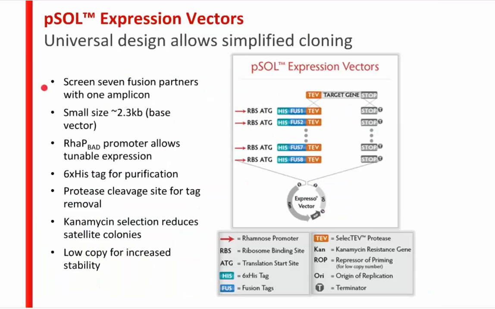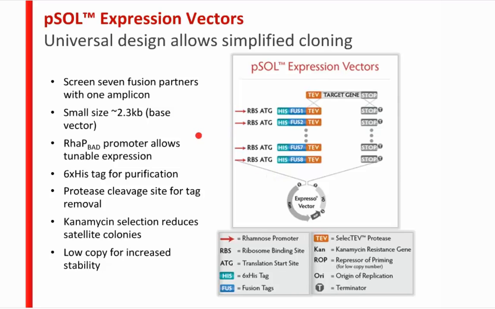So the key to what you can do with the system is really here in the design of the p-sol vectors. And this cartoon illustrates that although each vector has a different fusion tag, which we'll talk about on the next slide, the design of the vectors is actually universal. That's what allows you to design one set of PCR primers and clone that product into all 7 of these vectors. So they're small vectors. They're about 2.3 kb without the fusion tag. So we've removed a lot of that extra plasmid sequence that really doesn't perform any function, and it gives you plenty of room to clone up to at least 6 kb of your insert sequence.